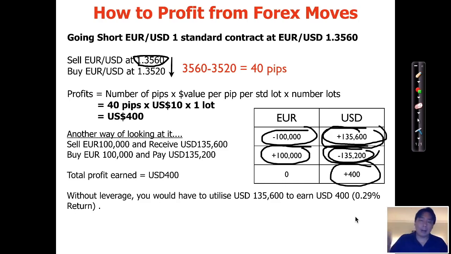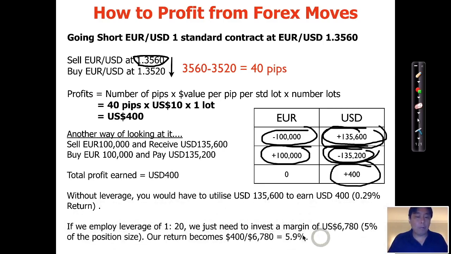So instead of putting down 135 grand, if we use leverage of 1:20, that means we only have to put a 5% deposit or 5% margin in order to take this position. Okay, right? So 5% of 135 grand is $6,000. So with $6,000, we can buy this position, or rather sell it and buy it back, and we're making $400.